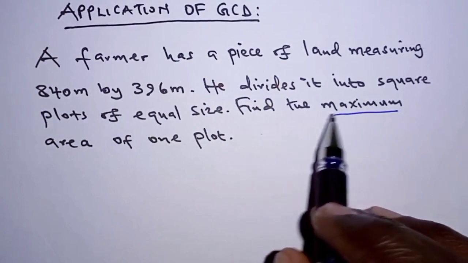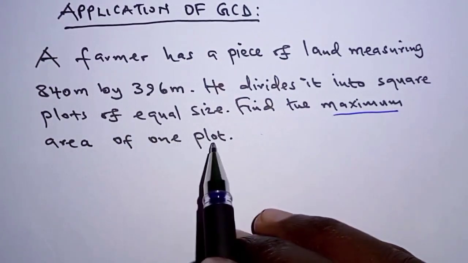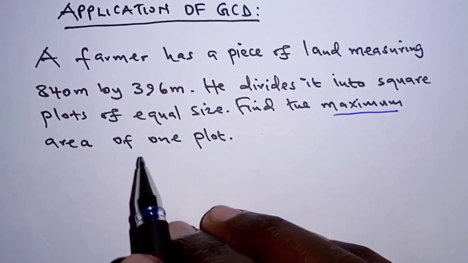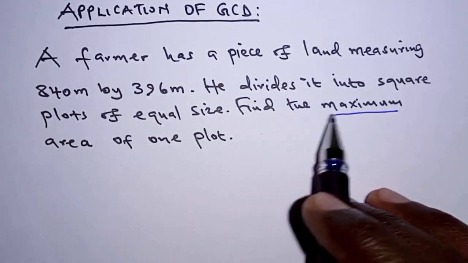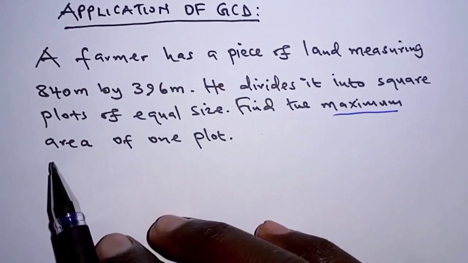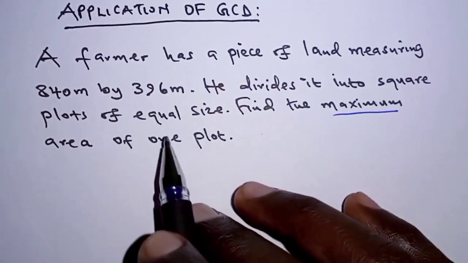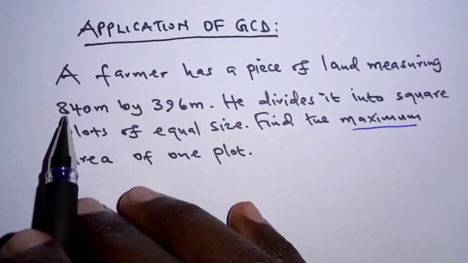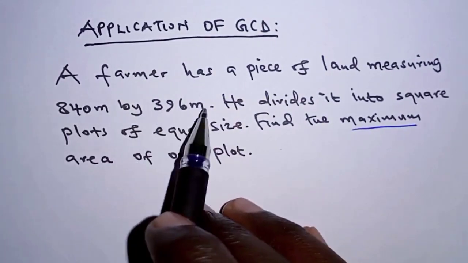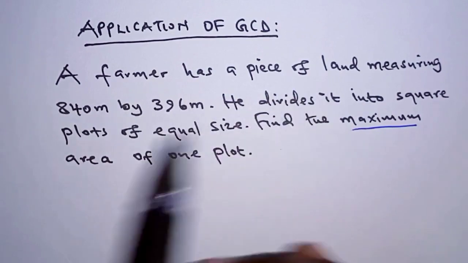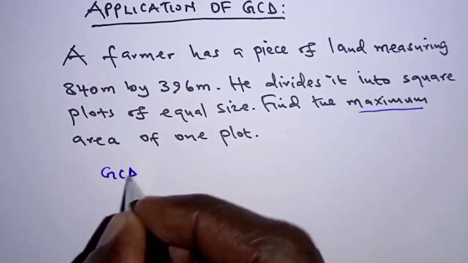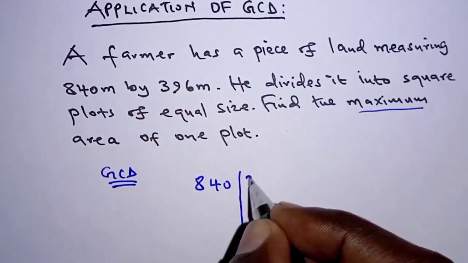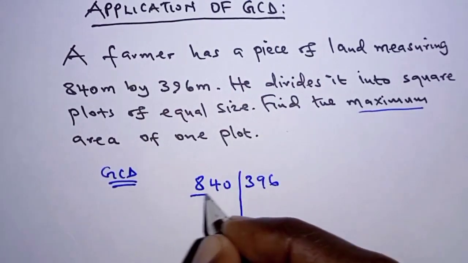From the fact that you're finding the maximum area of one plot, the first thing is to determine the dimensions of the plots. The dimensions of the plot will also be maximum if it is to give us the maximum area. And the dimension of a plot is obtained by getting the GCD of these two lengths of the piece of land. So we'll have 840 and 396.